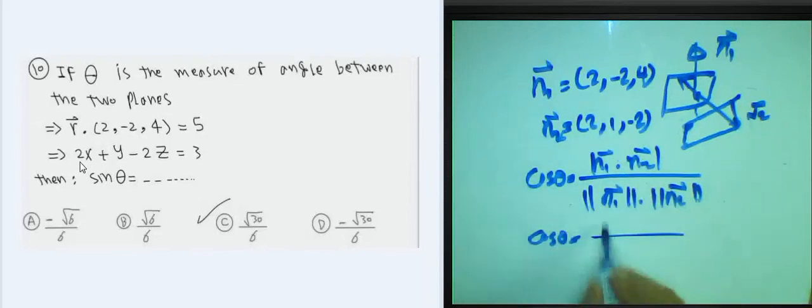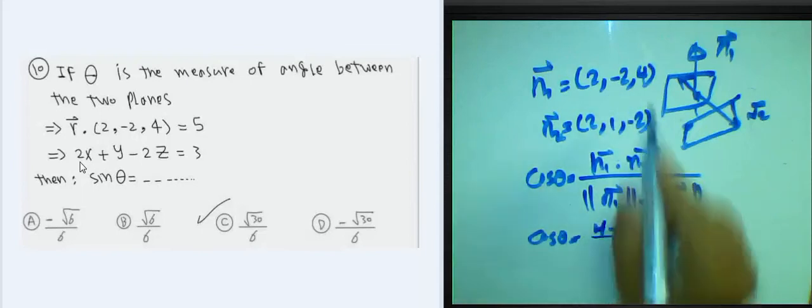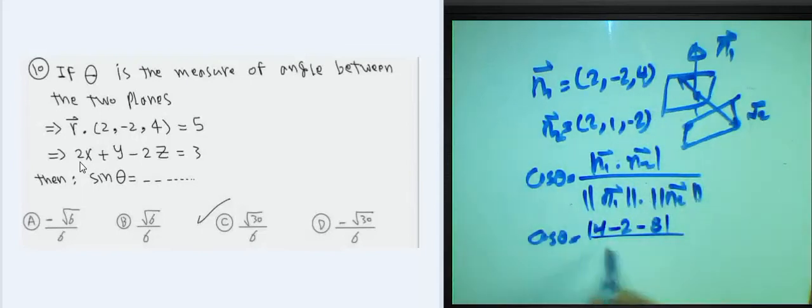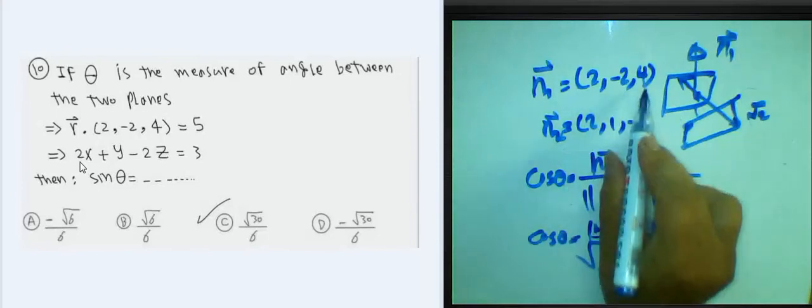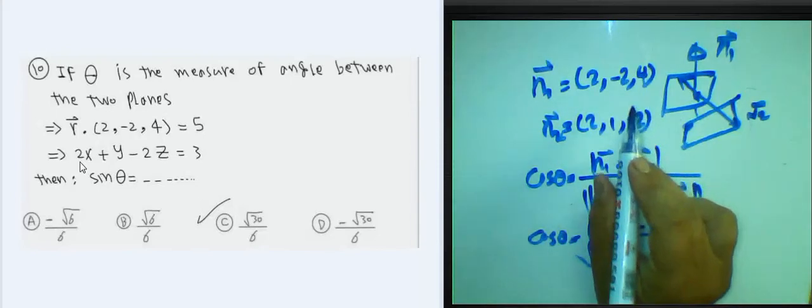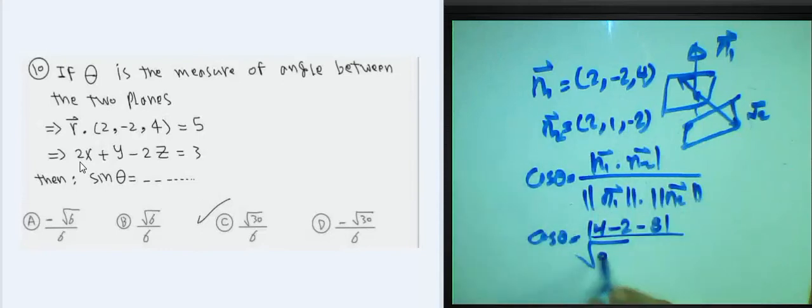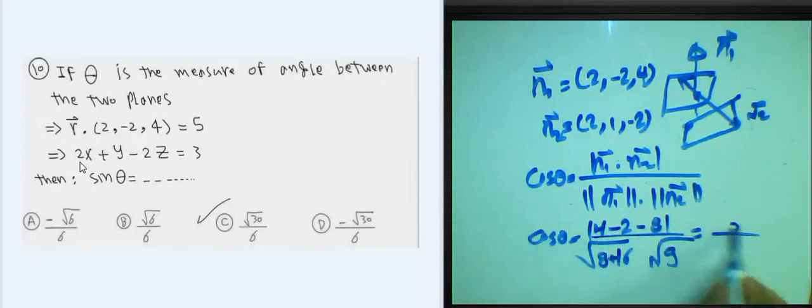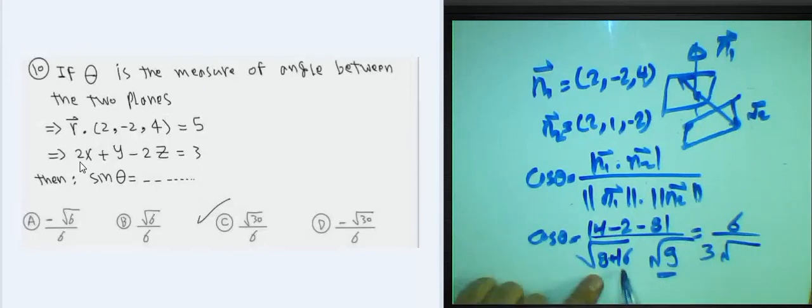We can write 2 times 2 equal 4, negative 2 times 1 equal negative 2, 4 times negative 2 equal negative 8. Here square root about first 4 plus 4 plus 16, it will be what? 4 plus 4 equal 8, and 16, here square root of 4 plus 1 plus 4 equal 9. You can write here 4 minus 2, 2 minus 8 equal negative 6, absolute value about negative 6 equal 6, and square root about 9 equal 3, square root about this number 8 plus 16 equal 24, 6 divided by 3 equal 2 over square root of 24.